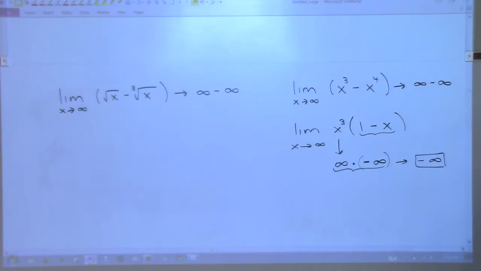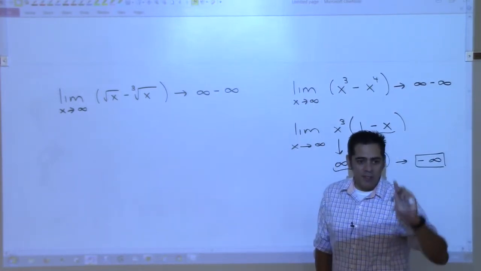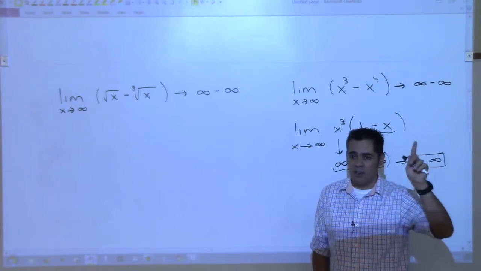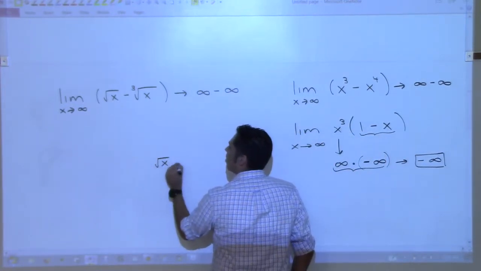Can I pull a root out? Okay. Let me knock these out one at a time. First, let's consider the conjugate. Let's just consider it. I'm going to write it down. You do not write it down. Okay. Let's consider the conjugate.